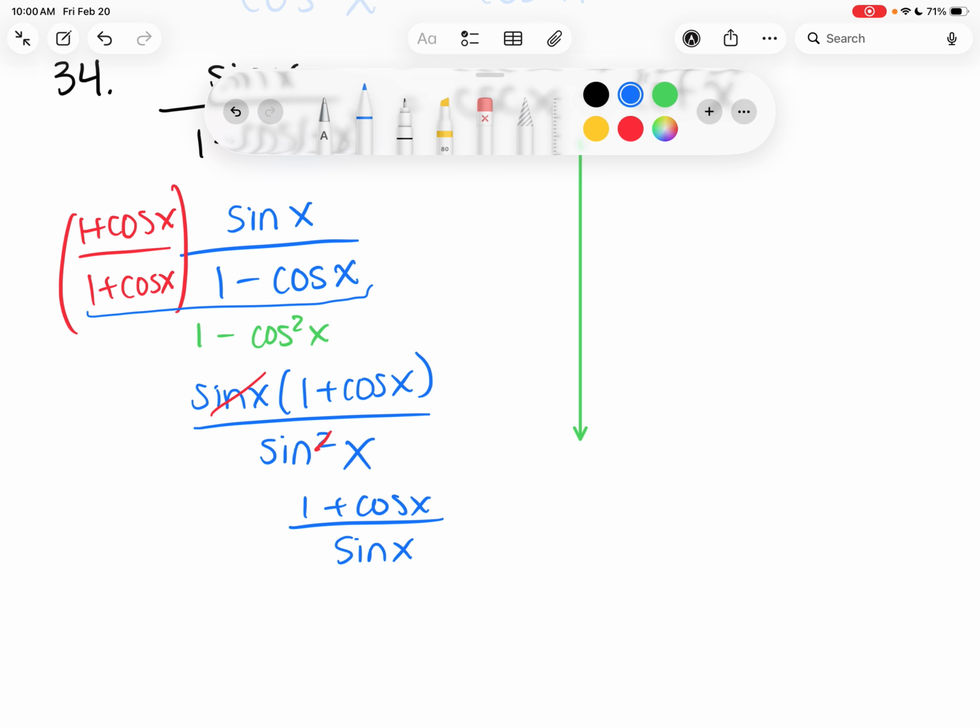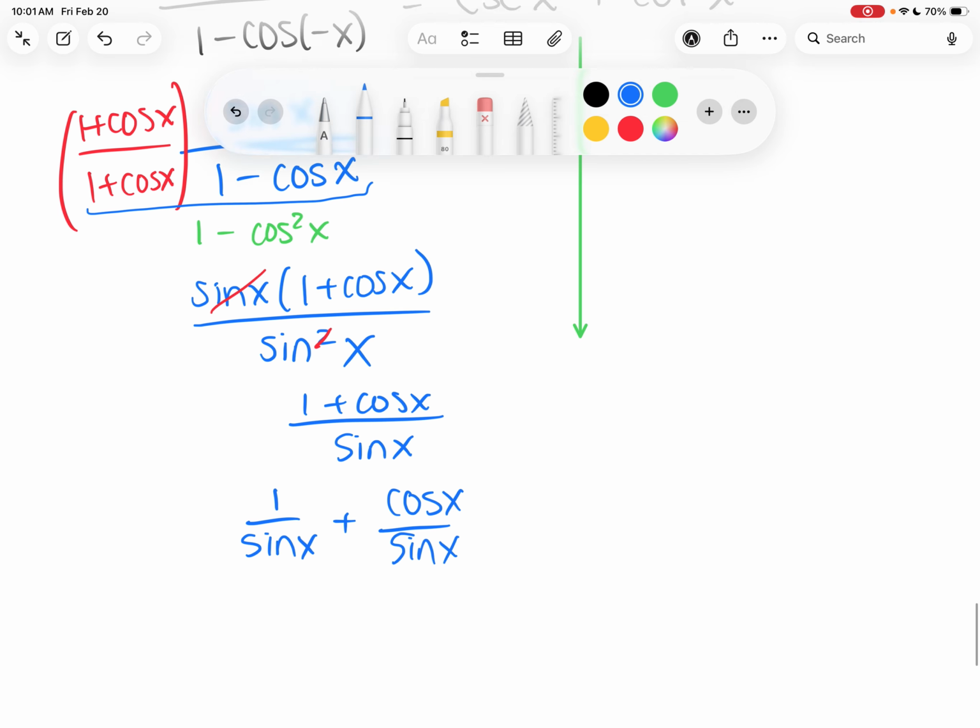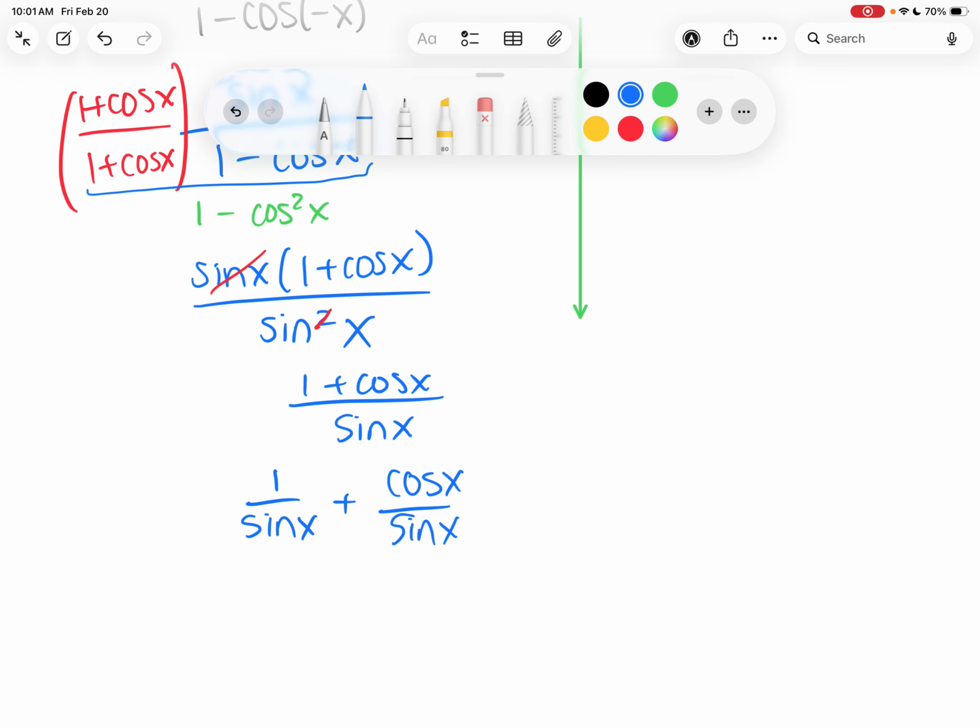Now, I can split these things because that would be a common denominator. If this was flipped upside down, I couldn't do this, but this direction, this is 1 over sine of x plus cosine of x over sine of x. What's 1 over sine of x? Cosecant. So cosecant of x plus cosine over sine, cotangent. Cotangent of x is equal to cosecant of x plus cotangent of x. And I'm done.